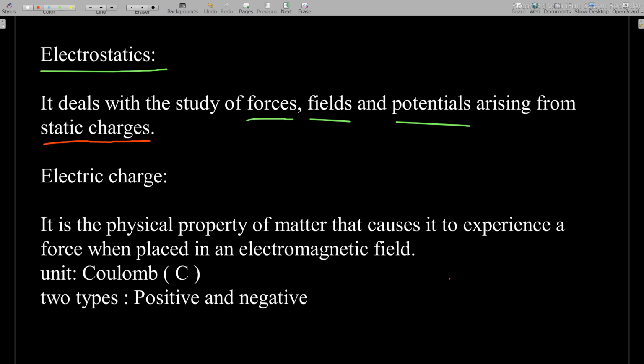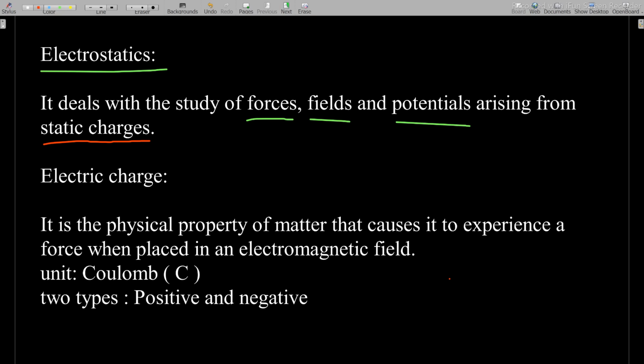All right, so then what do we mean by electric charge? If you talk about static charges, what do you mean by charges? By charges here we mean the electric charge. Electric charge is a physical property of matter that causes it to experience force when placed in an electromagnetic field. So if you have a particle that is charged, how the particle will move through that field will be different. There will be some deflections and a whole lot of things.